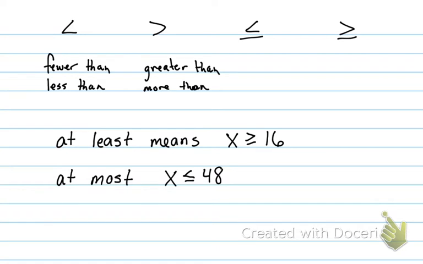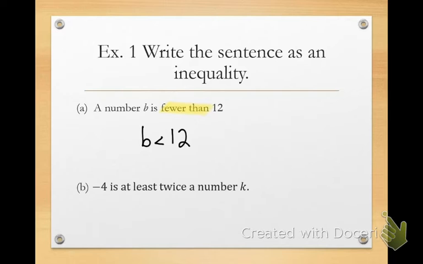All right? Okay, so now let's go back to our inequalities. -4 is at least twice a number, which will stand for K. So we see at least here. Well, we just learned what at least means. Which symbol means at least? Greater than or equal to. -4 is greater than or equal to twice of K. Don't know what K is. All right. Do you see how we're doing that? That's the first 3 questions that you have tonight on your homework.